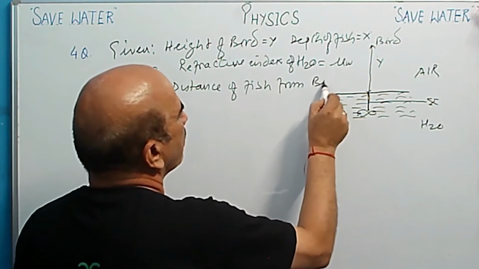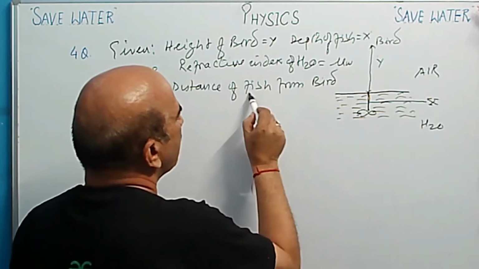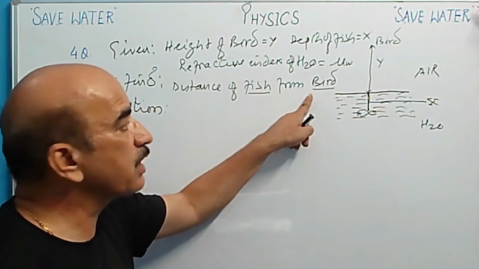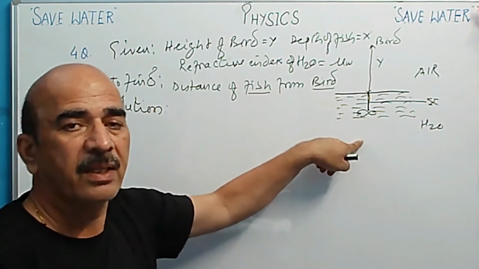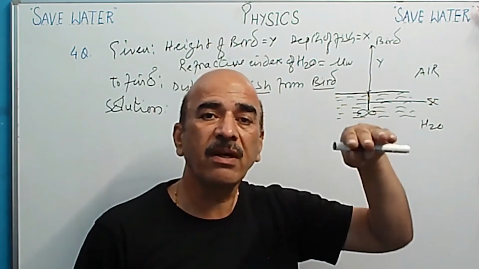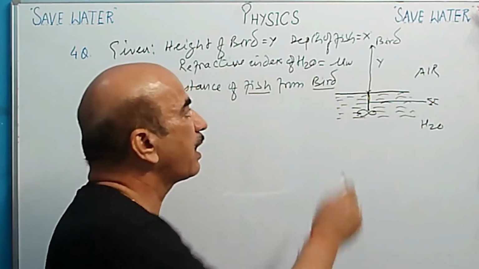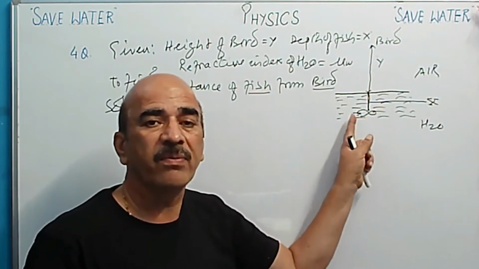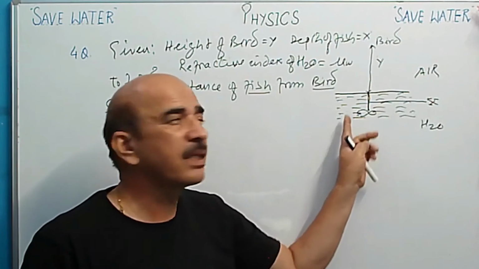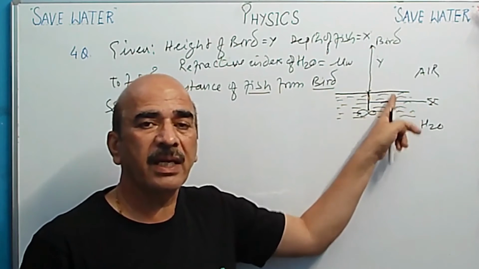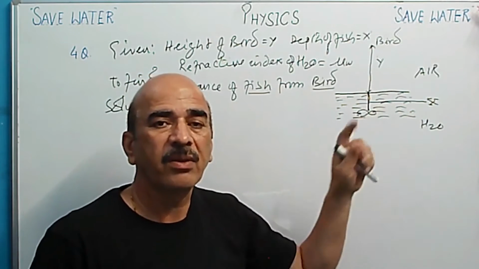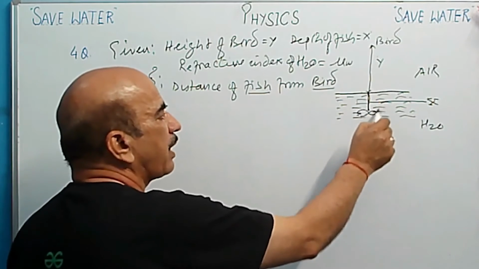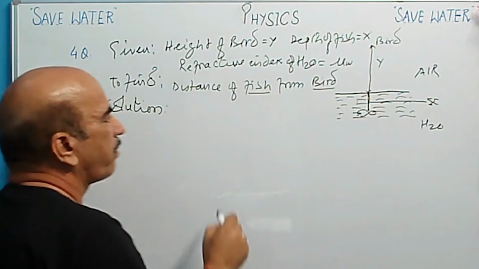This is important, look. Distance of fish from the bird means bird is watching the fish. This is important, that bird is watching the fish. So when bird is watching the fish, the rays of light are coming from the fish. These are coming to the rarer medium, into air, and this is the denser medium. So look how we will do it. First of all we have to find out the apparent depth of the fish here.